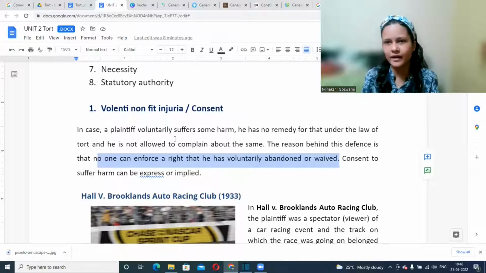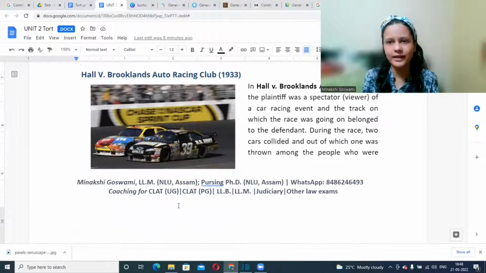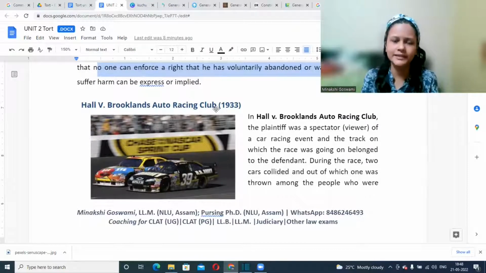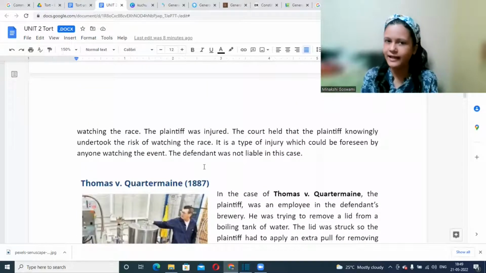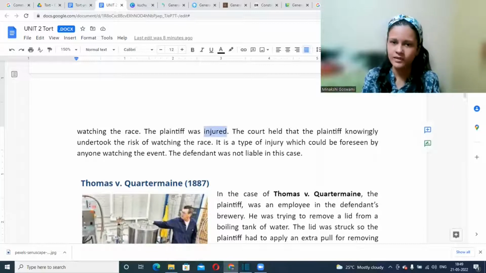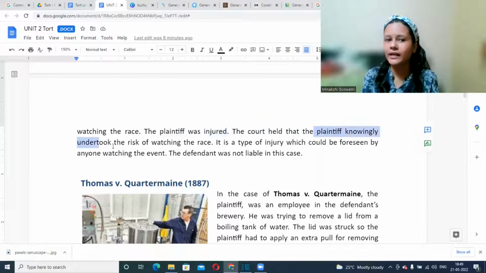There are certain things where risk is involved. Whatever is the situation, risk is involved. So if I'm voluntarily going there, I should not be complaining about it. There was a similar case where a person bought tickets to watch a car racing event. He bought the tickets, he went there, as in he voluntarily exposed himself there. During the racing, there was an accident. One of the cars was thrown among the people who were watching the race, and as a result of that, the plaintiff was injured. The court held that the plaintiff knowingly undertook the risk.